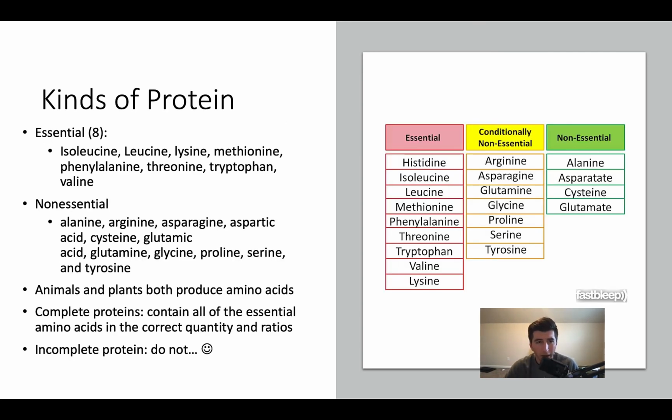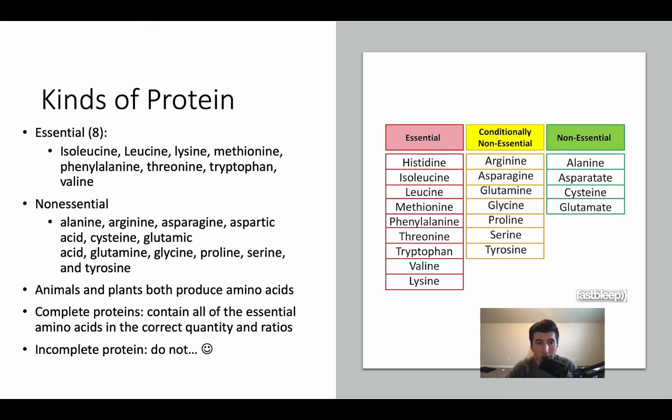As far as kinds of protein, we're going to have a couple different types of amino acids, right? So we're going to have essential and non-essential amino acids. Just like we had essential fats, we're going to have essential amino acids. This means we cannot make them in our body. We have to consume them. There are certain conditionally non-essential amino acids, but don't get caught up on that right this second. When it comes to essential, we have isoleucine, leucine, lysine, methionine, phenylalanine, threonine, tryptophan, and valine.